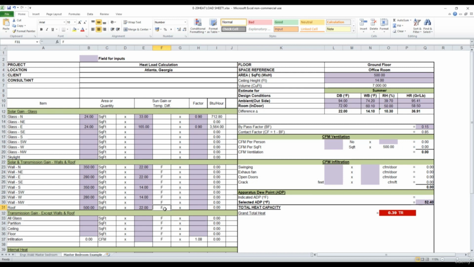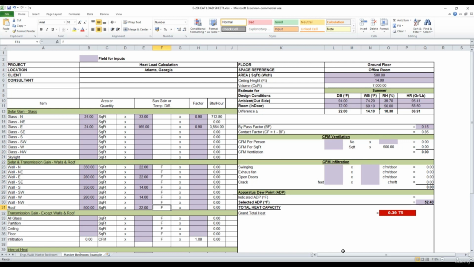Next, we have to find out the U factor or the thermal conductance of each of the walls. Keep in mind the walls are made up of brick and the roof and the floor are made up of concrete, 12-inch and 8-inch respectively. The thickness of the wall is 8-inch and the thickness of the roof is 12-inch.